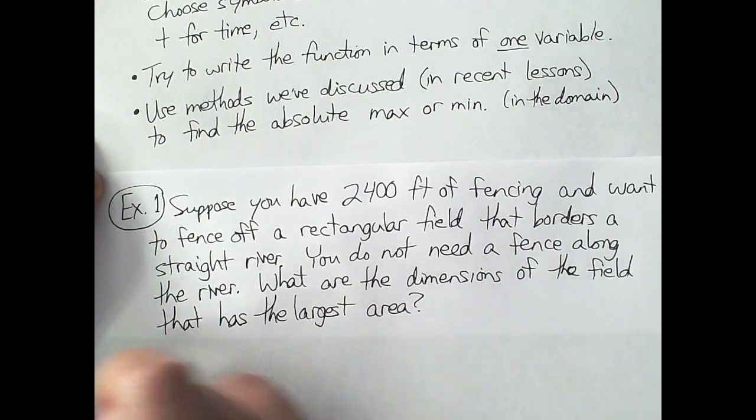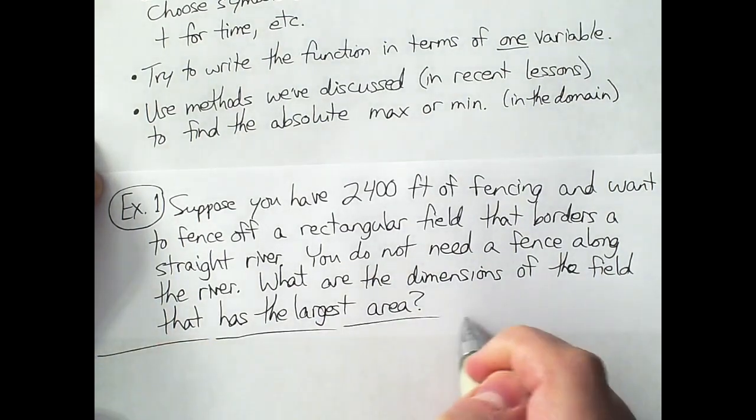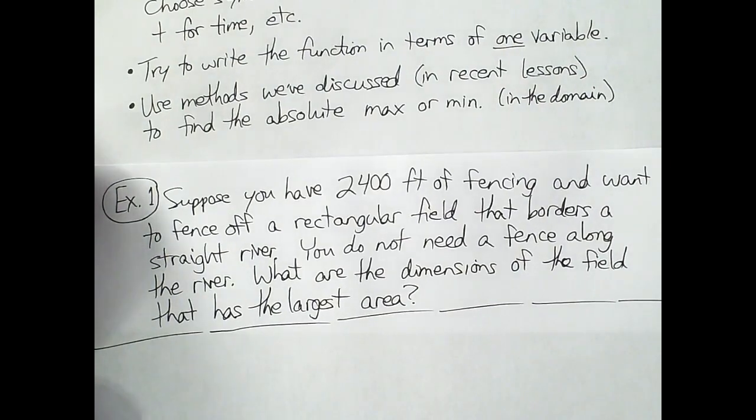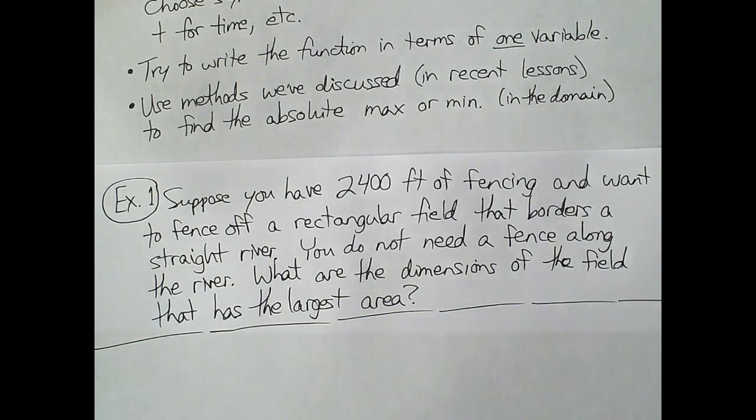Okay, so that is all that's given. This problem is not giving us a picture. I'm going to wind up drawing a picture as a part of solving this. But let's take a look at this. So we're given 2,400 feet of fencing, and we want to make a rectangular field. So there's more than one way to make a rectangle with 2,400 feet of fencing, right?